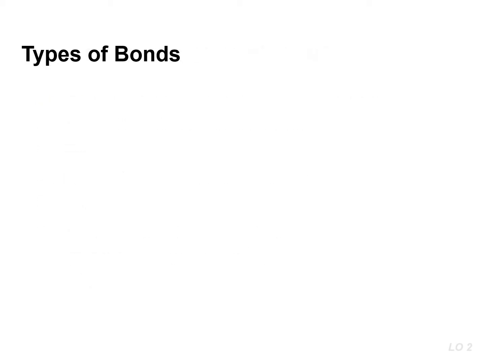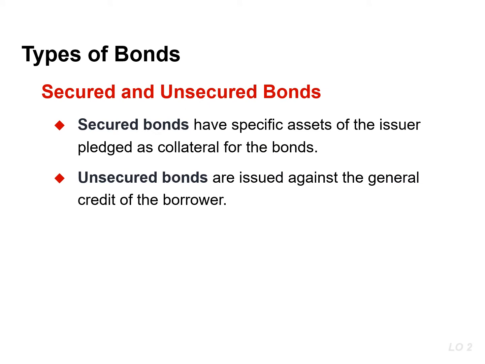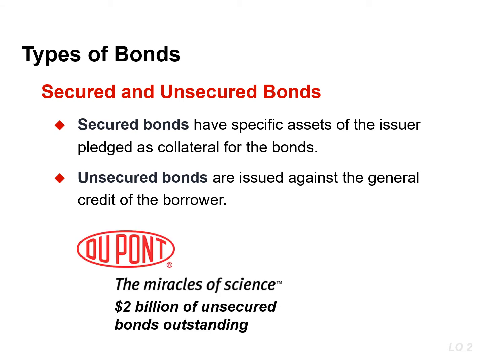Bonds have different features. We will discuss some commonly issued types of bonds. Secured bonds have specific assets pledged as collateral for the bonds, whereas unsecured bonds are issued against the general credit of the borrower. Large corporations with good credit ratings use unsecured bonds extensively. For example, at one time, DuPont reported more than $2 billion of unsecured bonds outstanding.